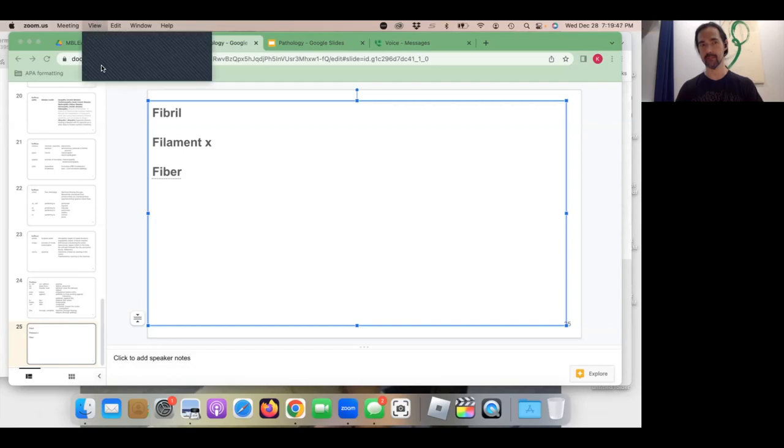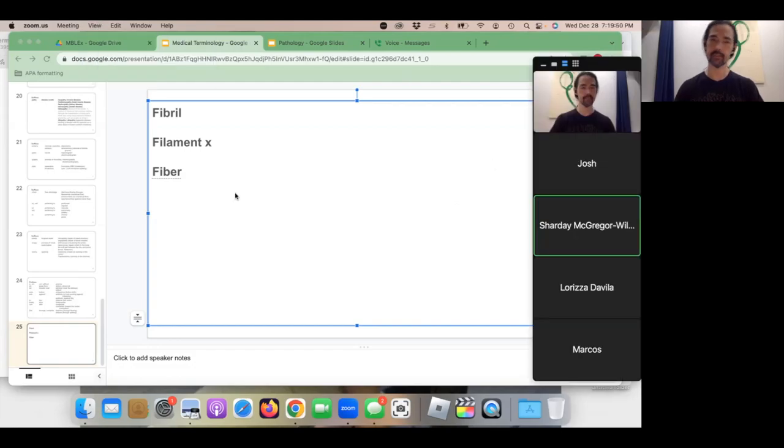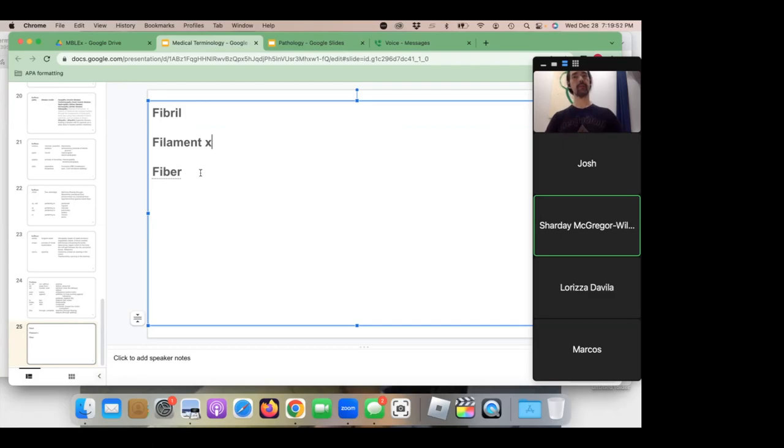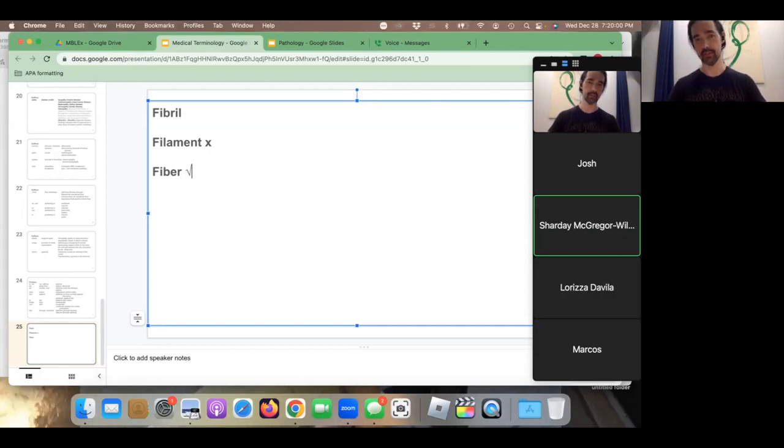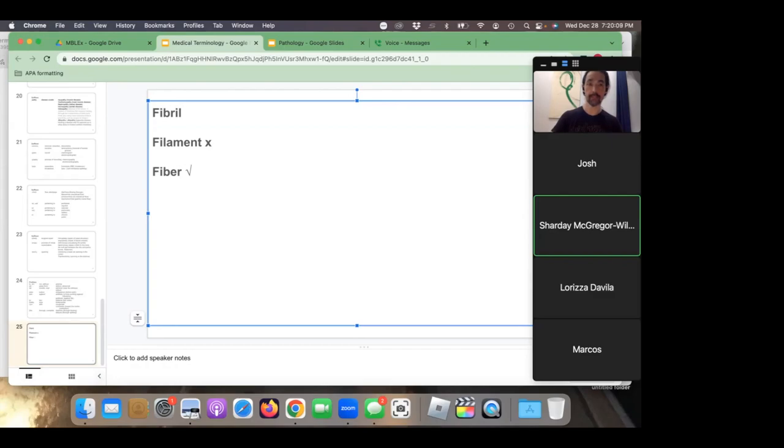Well, I'm going to go with fiber. Fiber is the largest. That's right. Fiber is the biggest. Okay, so that's the biggest, and filament is the smallest. So serious question, where does that put fibril? In the middle of the hierarchy? In the middle, that's right.